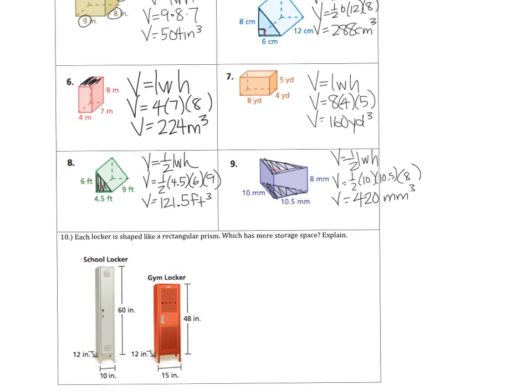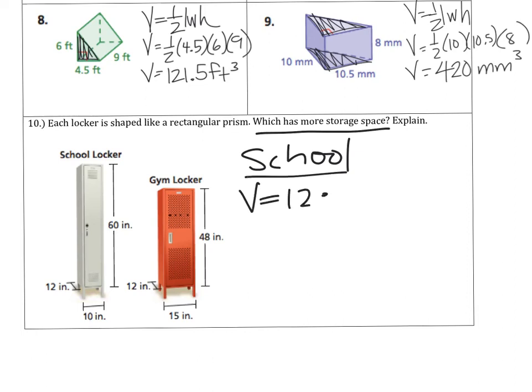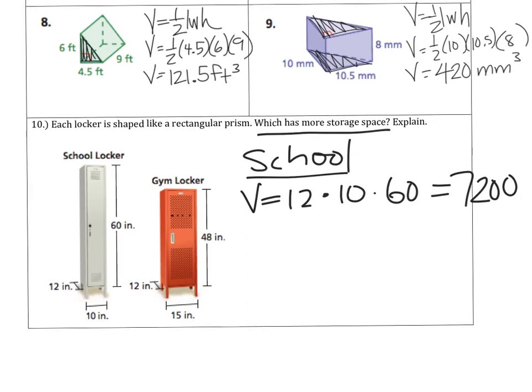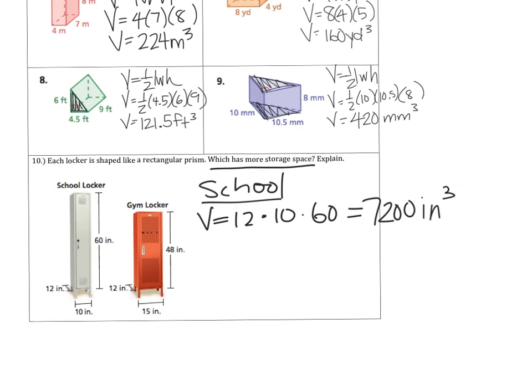Now the last question is a little different. The last question is asking which locker has more storage. So we have a school locker. Okay, and I know that the school locker is 12 times 10 times 60. So use your calculator. It's going to give you 7,200 inches cubed. Okay, that's how much space is inside the school locker.